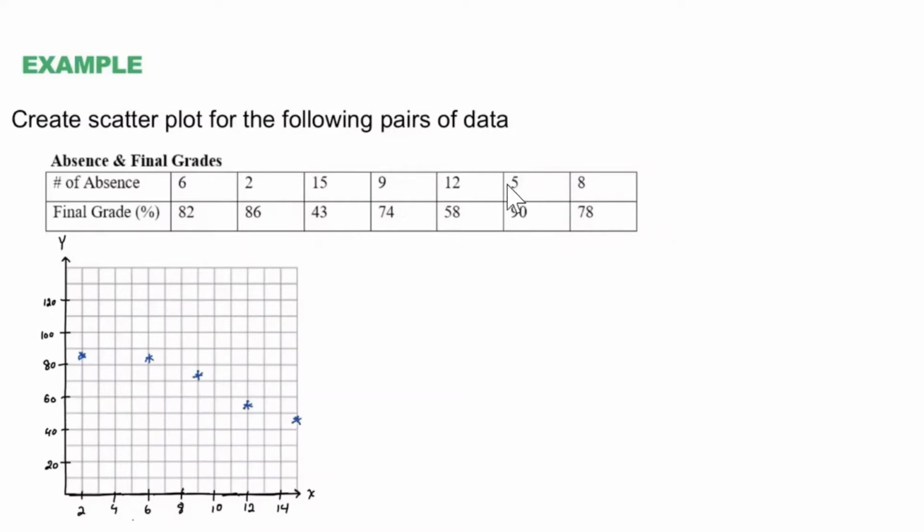5 absences. You're absent for 5 times, and you got a 90. Somebody's absent for 5 days and is still getting the final grade as an A. That is beautiful. I hope I could do that. And then the next one is absent for 8 days and the final score is 78. 8 days, 78, quite close to 80.